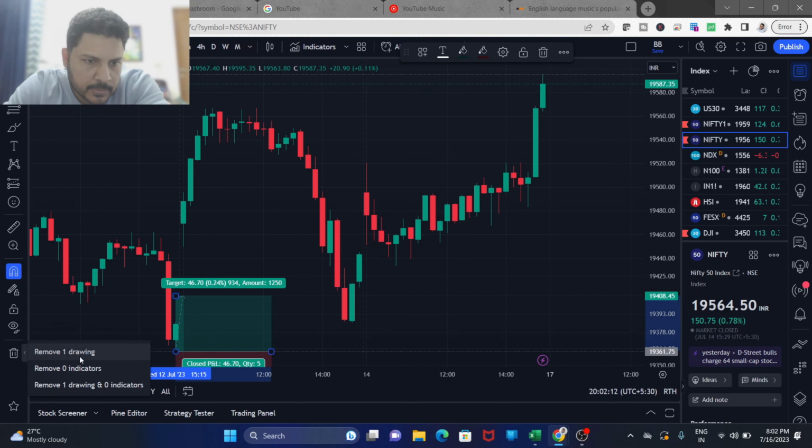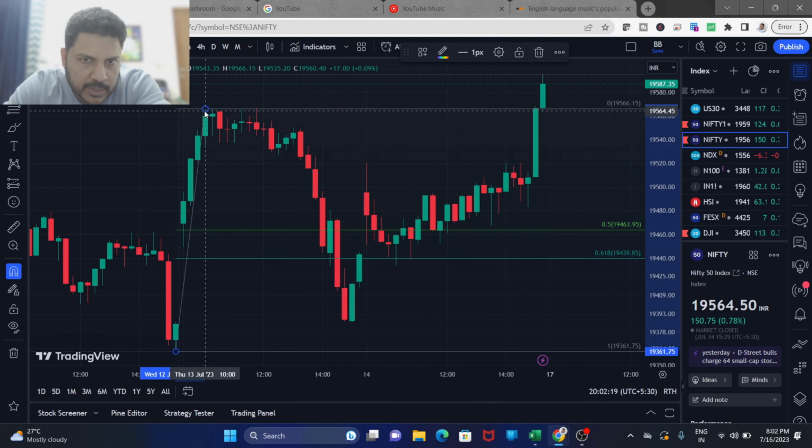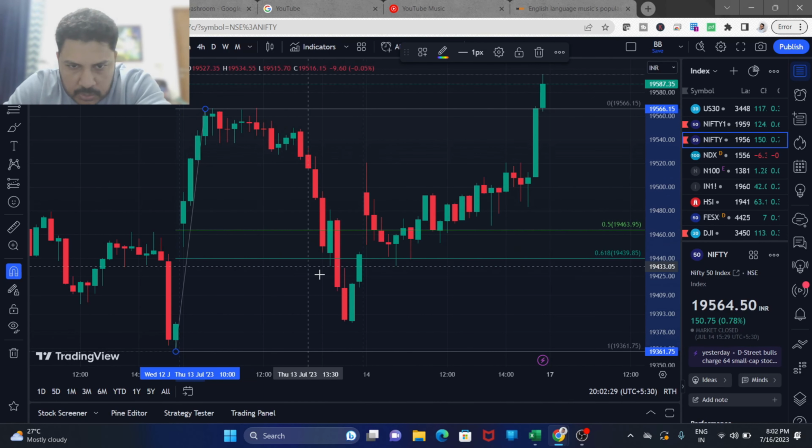Forget that this day happened. Let's look at this day. This was the low and this was the high. The market came into this 50% zone and crashed below it. So this was a complete zone failure, and here your stop loss would have been hit.